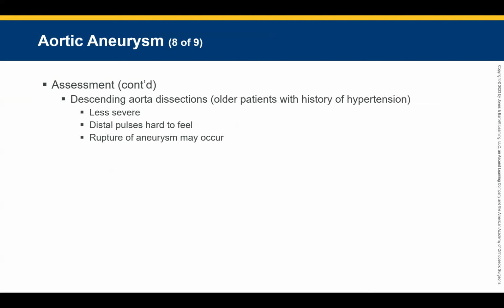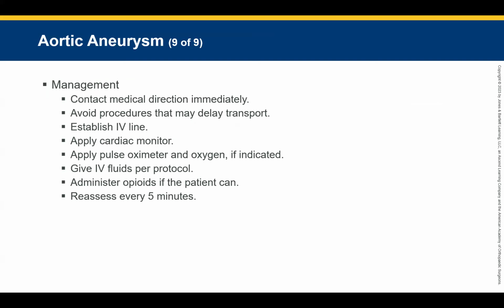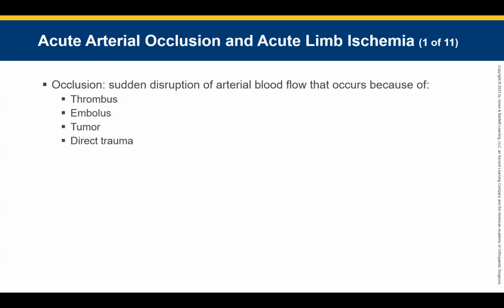The descending is less severe. Distal pulses are hard to feel, but that rupture can occur and then they bleed out and die. That's not good. IV line, fluids, transport carefully in that position you found them in. You get occlusions, it could be a thrombus, an embolus, tumor, or direct trauma. So we get a blockage of blood flow.